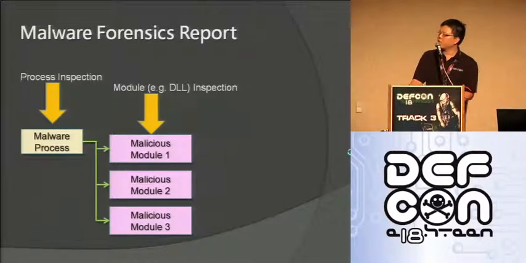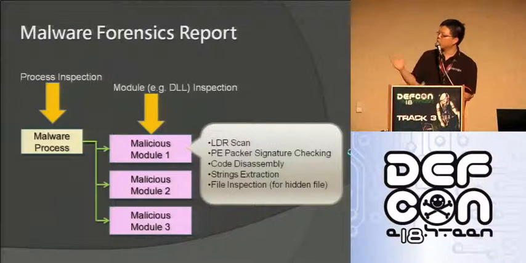So in this flowchart, let's review. We try to identify a suspicious process, and then we try to identify a suspicious DLL. And then inside this suspicious DLL, we do our runtime forensics, which includes LDR scan, PE packet signature checking, code disassembly, string extraction, and then file inspection for hidden files. So these are the action items that we do for runtime forensics once we have identified the suspicious memory layout.